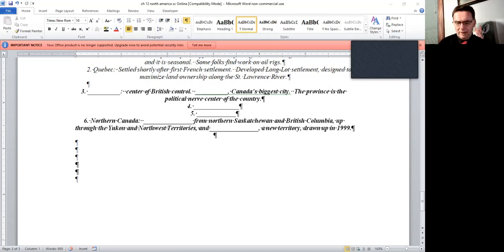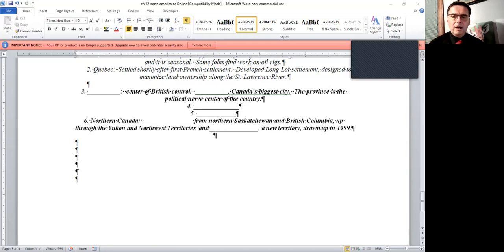Then you have your West Coast, right? You can see that. British Columbia predominantly makes up that. And then Northern Canada, you have barren rock from Northern Saskatchewan and British Columbia up through the Yukon and Northwest Territories. And as I said, Nunavut territory, which was carved out in 1999.